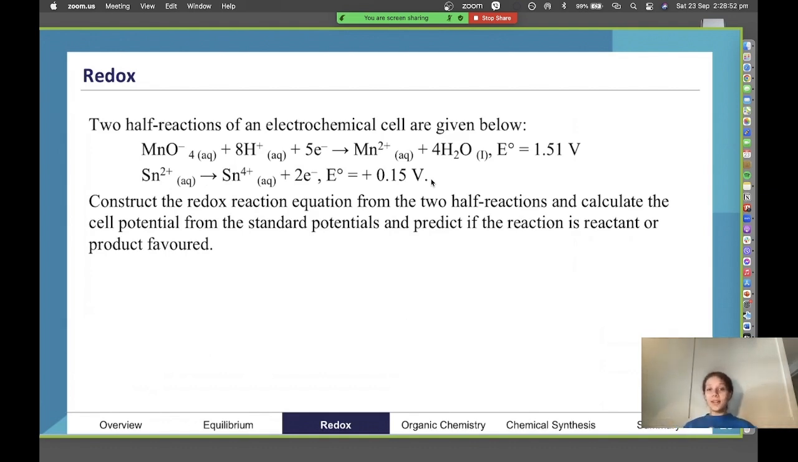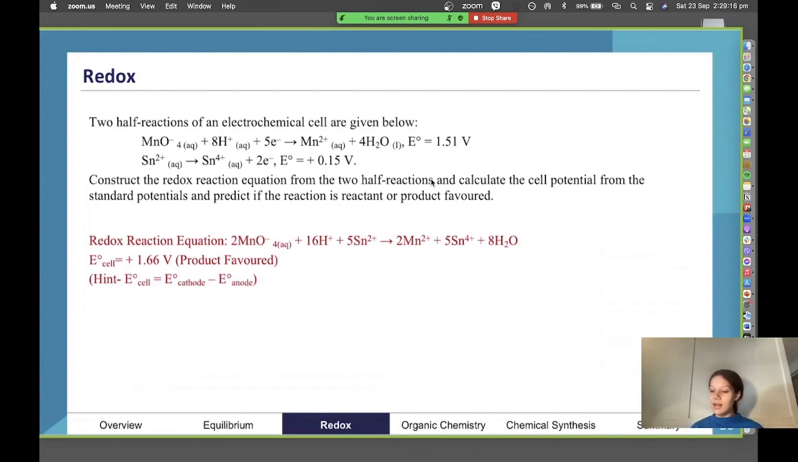And now for our last redox question, I believe. We're having a look at 2 half reactions of an electrochemical cell. We want to construct the redox reaction equation from the 2 half reactions, calculate the cell potential from the standard potentials, and predict if the reaction is reactant or product favored. So we're going to look at the thinking behind this question. If we look at the half reactions and we want to combine the 2 together, we can see here that our first one is gaining electrons. So that's our reduction.